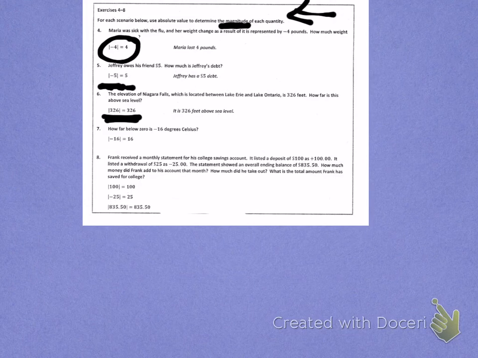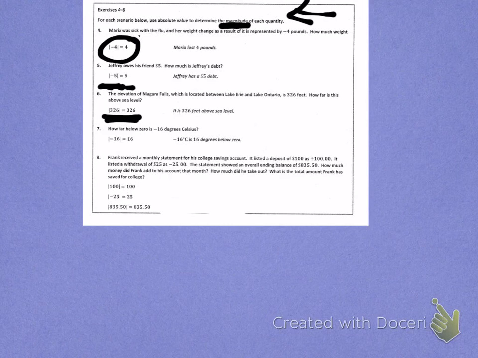And then like question 7, how far below 0 is -16 degrees Celsius? You see the absolute value there, the absolute value of -16 equals 16 degrees. So you would write it as -16 degrees Celsius is 16 degrees below 0.